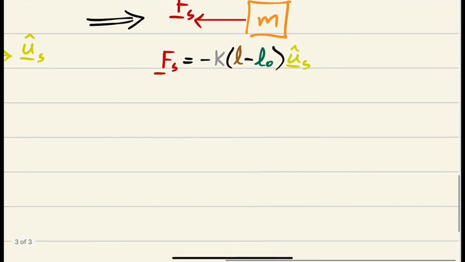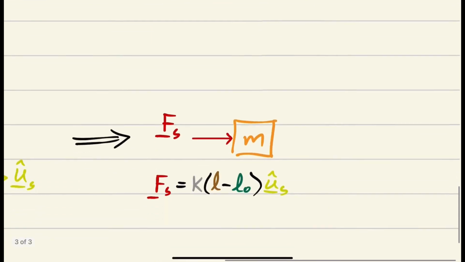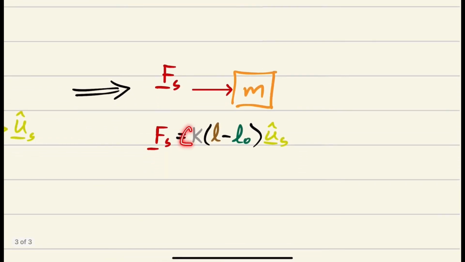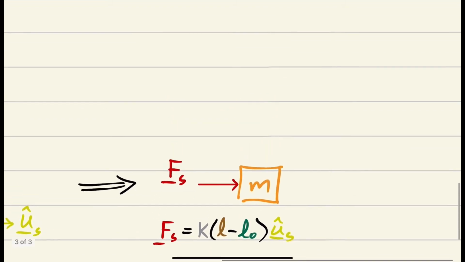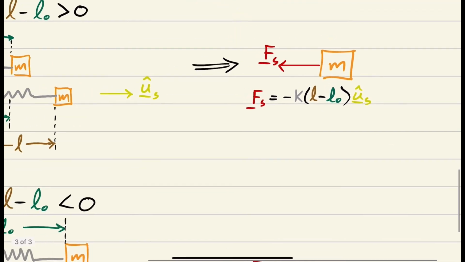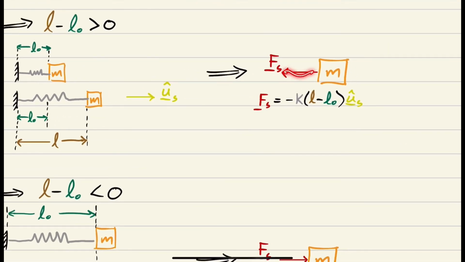This was for extension. We had a negative here. But now that L minus L naught is negative, now it's positive. So the spring force is K (L minus L naught) U sub s. So now the force points in the positive U sub s direction. It's pointing to the right, where before, with extension, it pointed to the left, right? So that's how the sign is resolved in the spring force. You have to deal with the sign of this L minus L naught term.